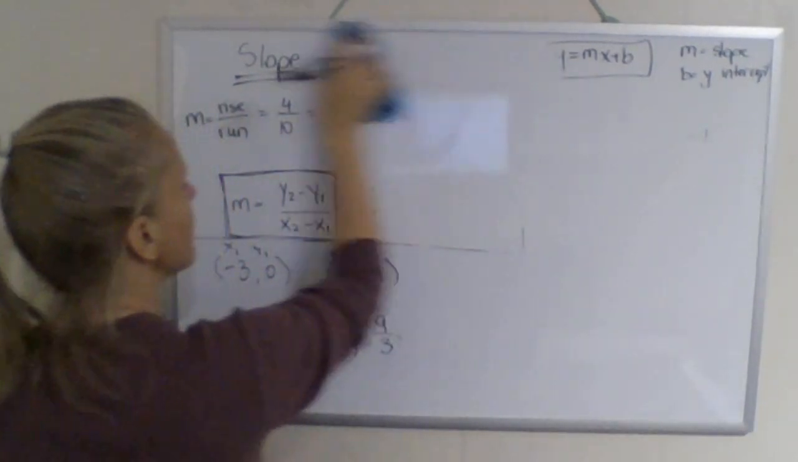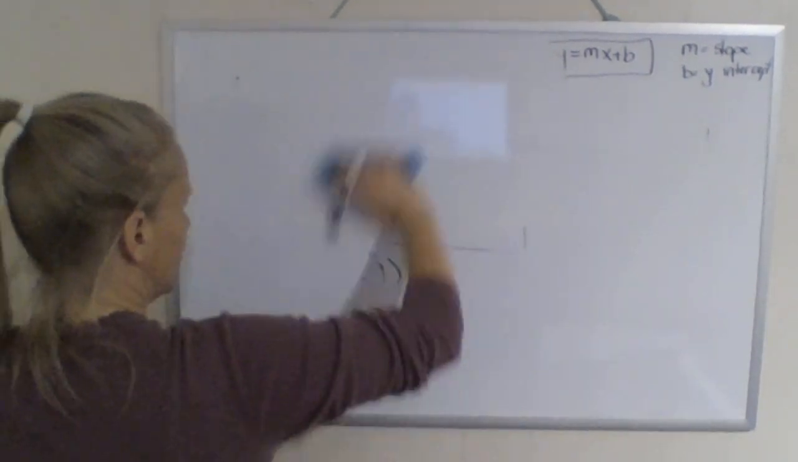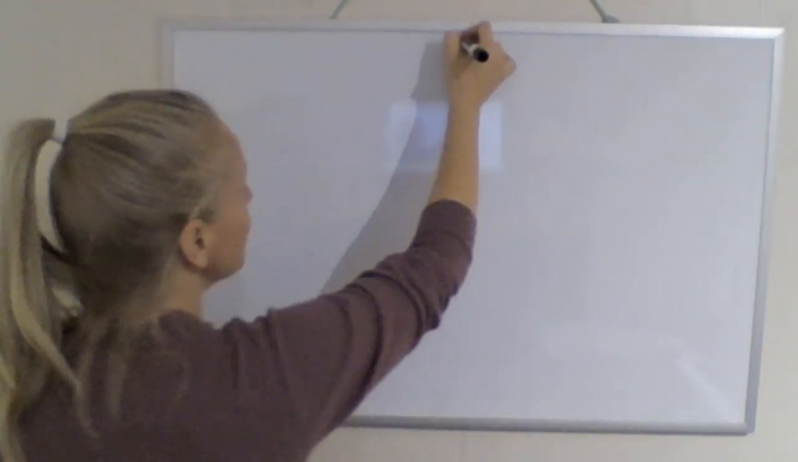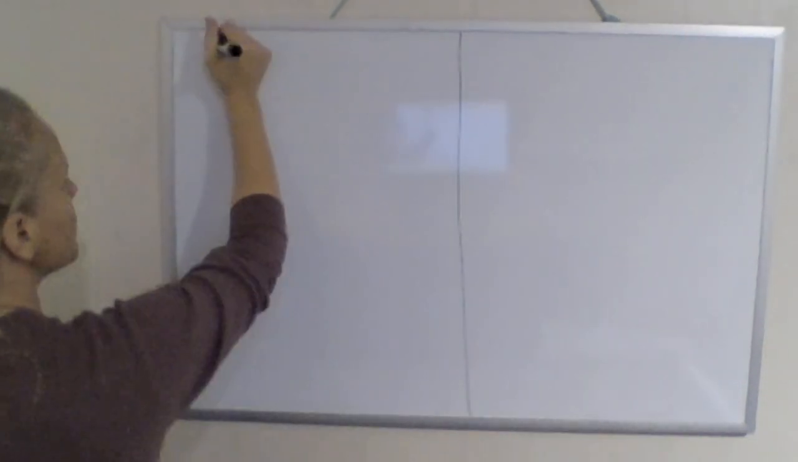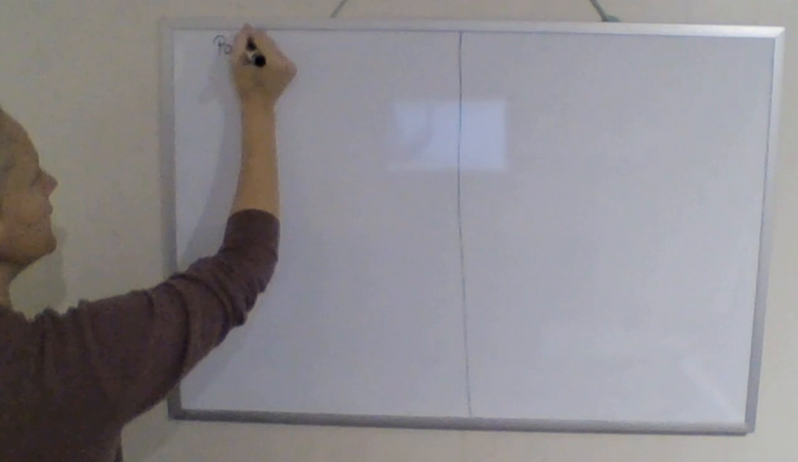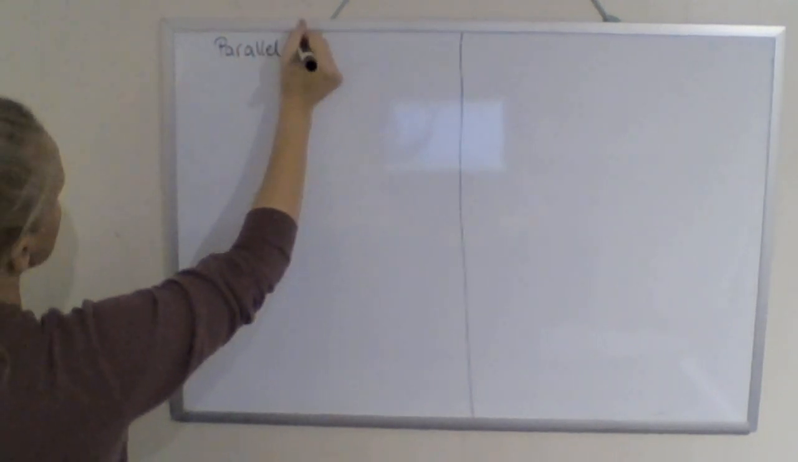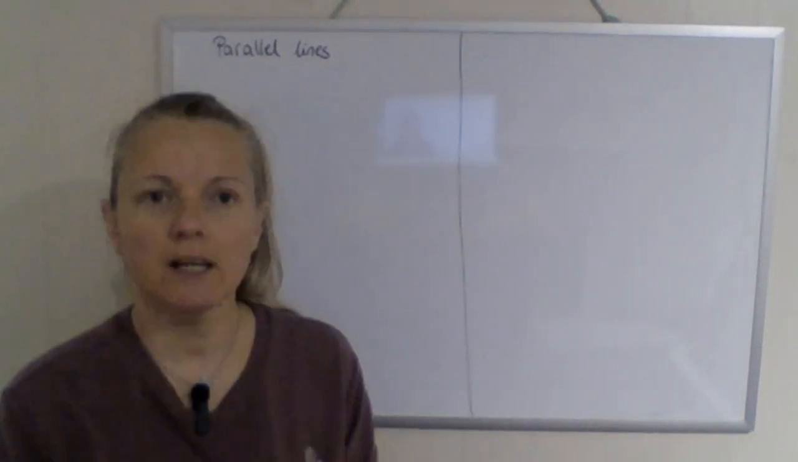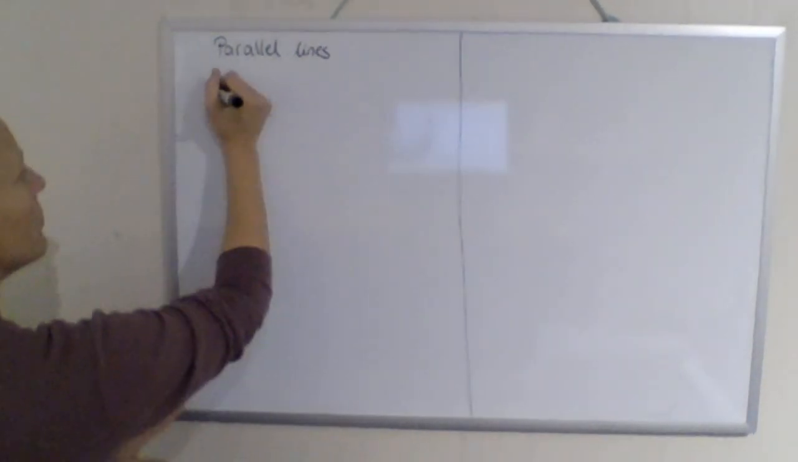So I'm going to go ahead and erase this. And I'm going to go ahead and split the board in half. And we're going to work both of them. The first one is going to be the parallel lines. And we said in class, parallel lines have the same slope.